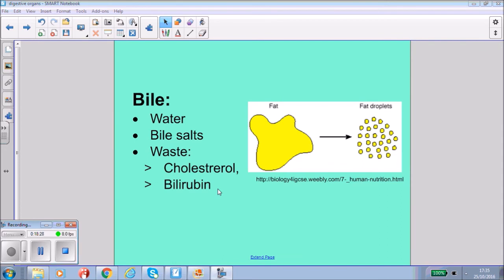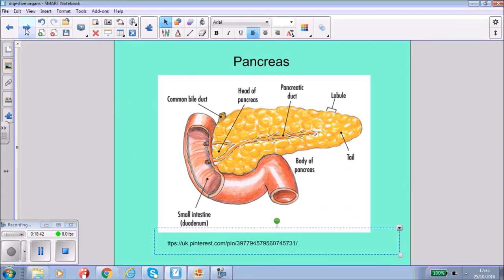So bile is produced in the liver, it's then stored in the gallbladder and excreted into the duodenum via the ampulla of Vater when it's required. I mentioned the other thing that happens at the ampulla of Vater is that the pancreatic secretions are released. And the pancreatic secretions are vital in the breakdown of the contents of the digestive system.